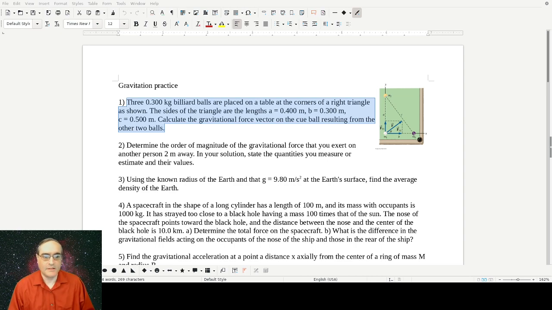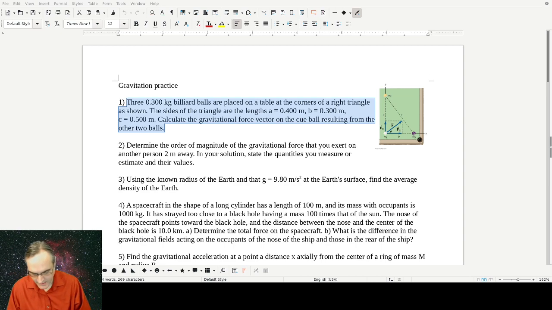Now, as it turns out in this problem, since we aren't asked to find the force between mass 2 and mass 3, or mass 3 and mass 2, we're not actually going to need C. We'll just need A and B. But let's get all three of these written down. A is 0.400 meters, so this is a taller triangle than it is wide. B is 0.300 meters. This is a 3, 4, 5 right triangle, so it would be 0.500 meters along side C.